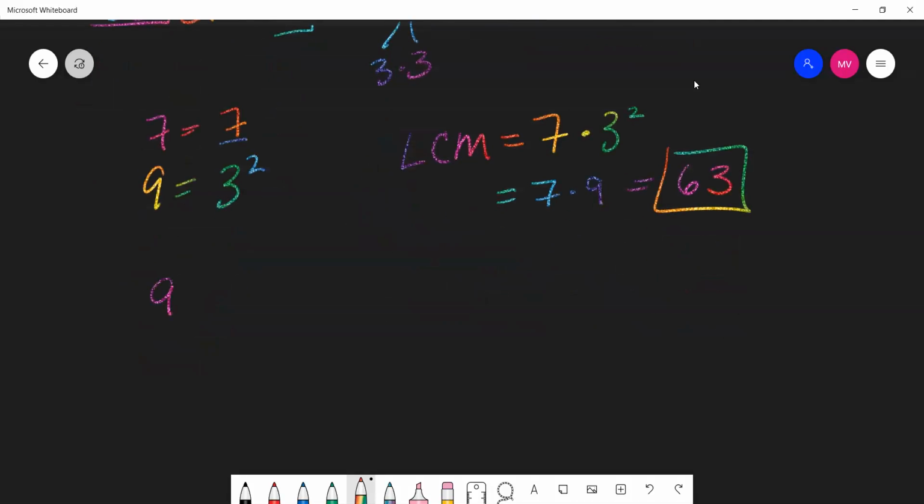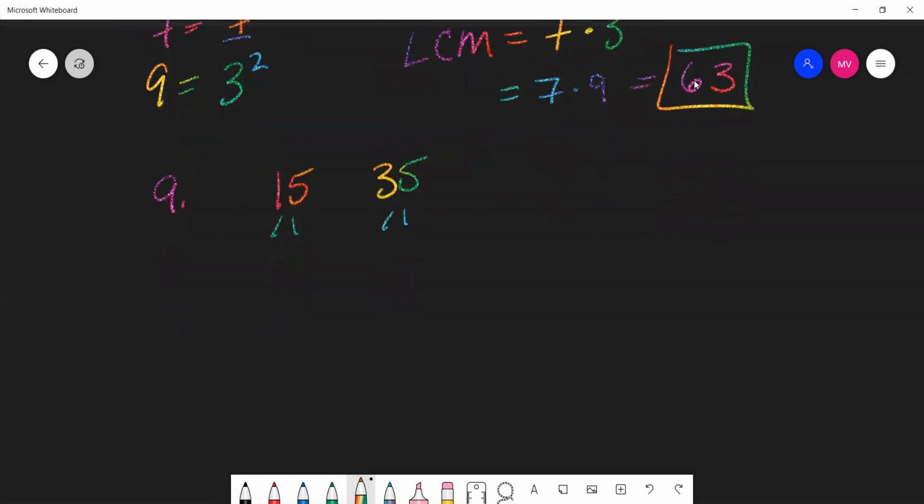Let's look at another example. Number 9 is 15 and 35. Okay, so what we're doing is we're finding what number both 15 and 35 divide evenly into, or when multiplied by integers equal this number. So again, we just break down the prime factorization. 15 breaks down into 3 and 5. 35, I would start with 5 times 7. Okay, so 15 equals 3 times 5, 35 equals 5 times 7.